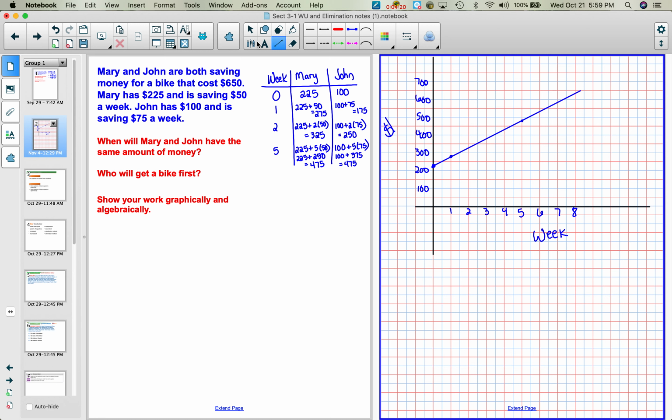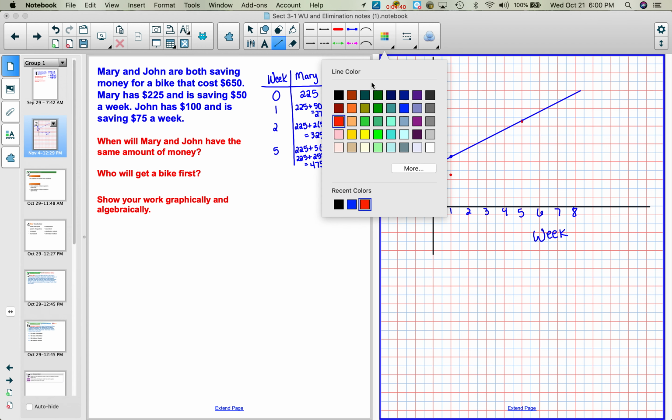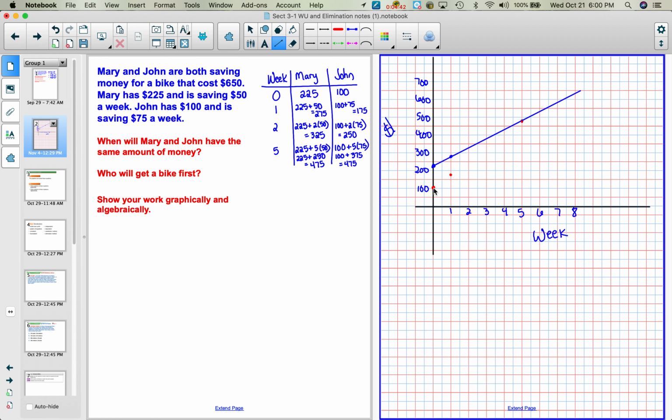Then for John, switch to red, 0, 100. Then at 1 week he had 175. And after 5 weeks he had 475. And I'll draw my line. So we get something that looks like this.